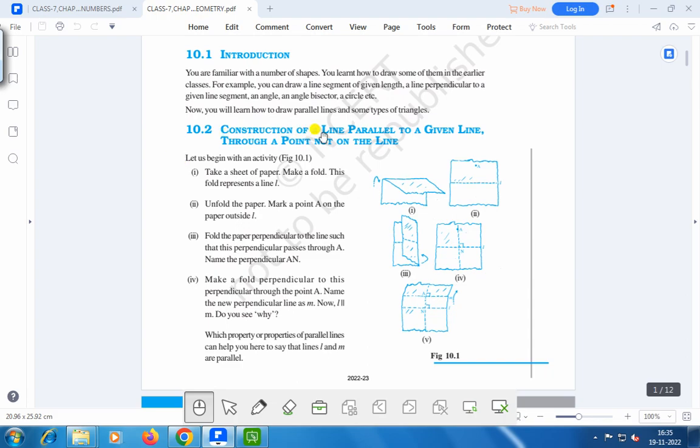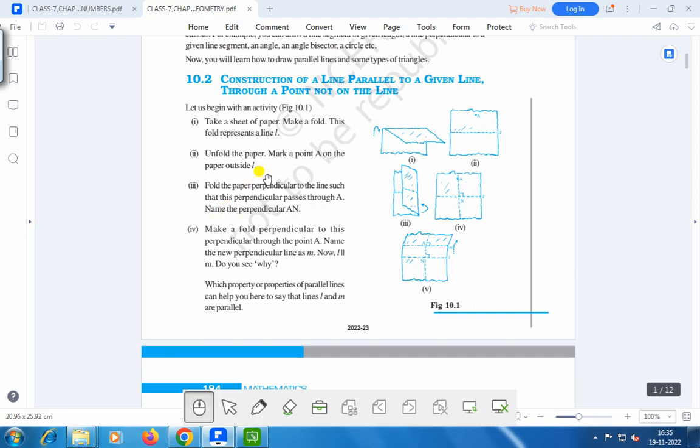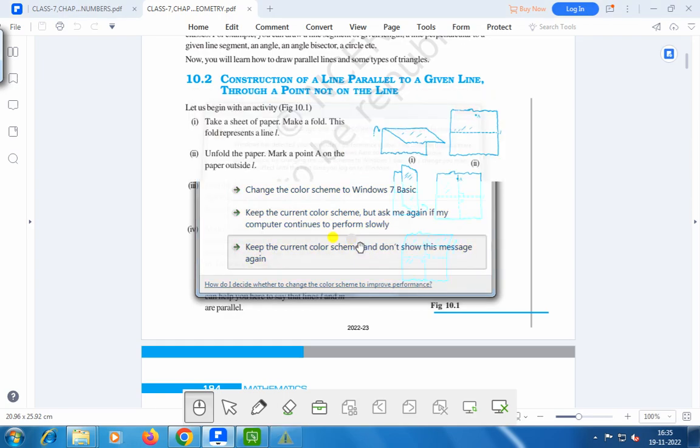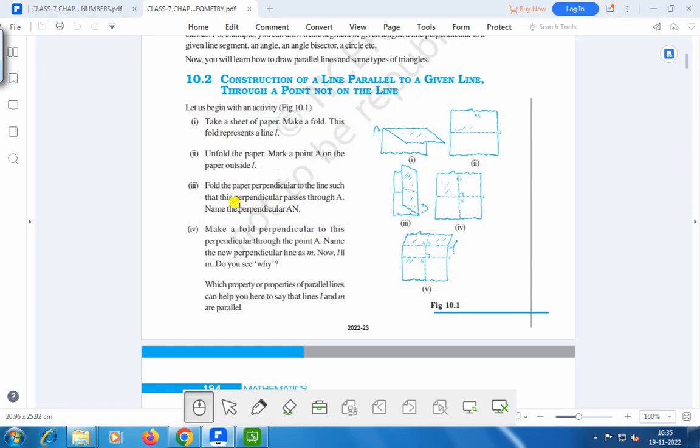First one is construction of a line parallel to a given line through a point not on the line. Let us begin with an activity. Let us take a sheet of paper, make a fold. This fold represents a line L, like this. Unfold the paper and mark a point A on the paper outside L. Fold the paper perpendicular to the line such that this perpendicular passes through A.